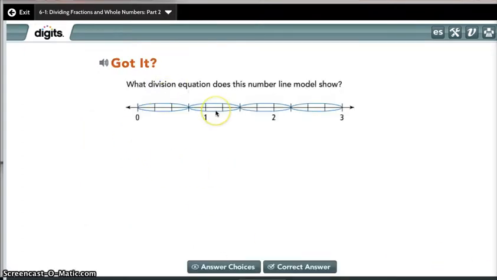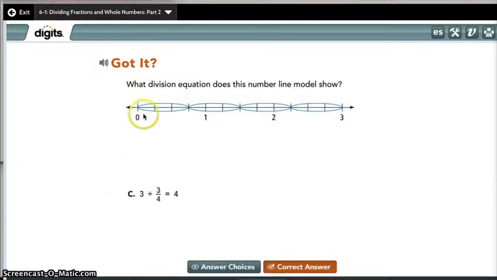What division equation does this number line model show? So let's first count. There's 1, 2, 3, 4 spaces. So that means each one of the spaces is 1/4. So each one of the ovals is 1, 2, 3/4 because it's circling 3 of those 4th pieces. So we've got 3. Actually, I'm going to let you think about it. 3 divided by something. What would you get?